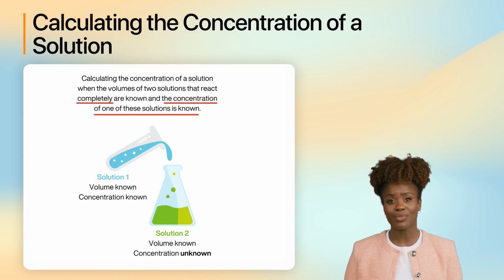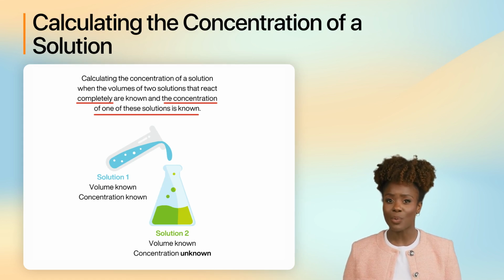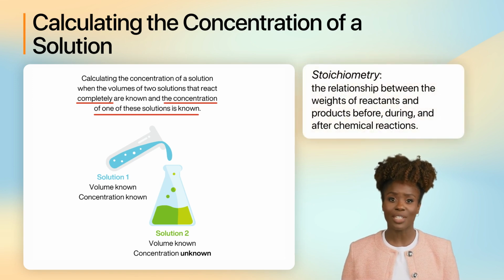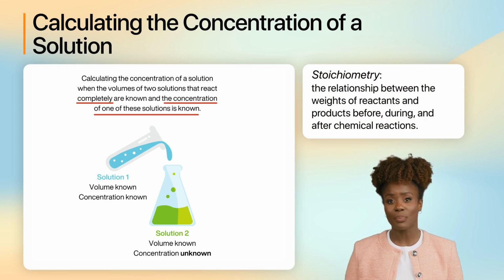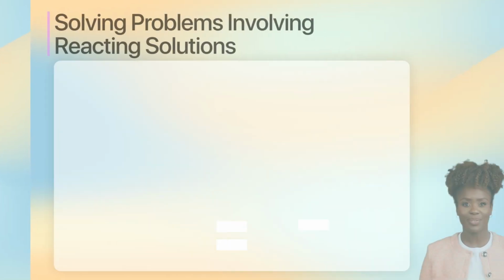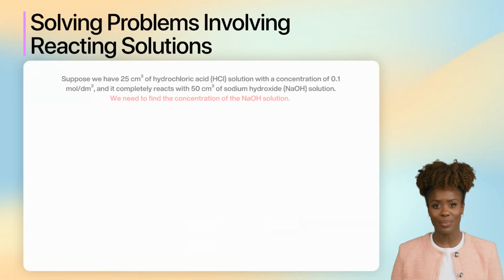When two solutions react completely, the stoichiometry of the reaction determines the relationship between the volumes and concentrations of the reactants. Stoichiometry is the relationship between the weights of reactants and products before, during, and after chemical reactions. The stoichiometry comes from the balanced chemical equation of the reaction, telling us the ratio in which the reactants combine. Let's understand this with an example.